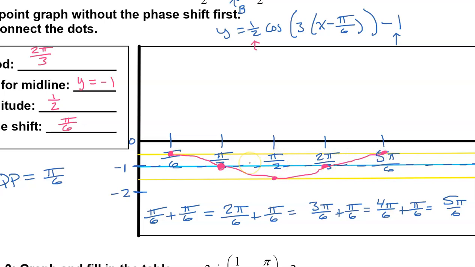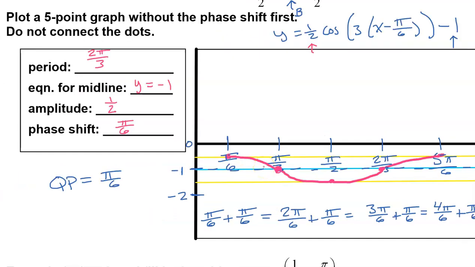That was not the smoothest graph, but you get the idea. There, that's a little bit better. Anyway, that is how you graph a cosine function with a change in amplitude, midline, and phase shift.